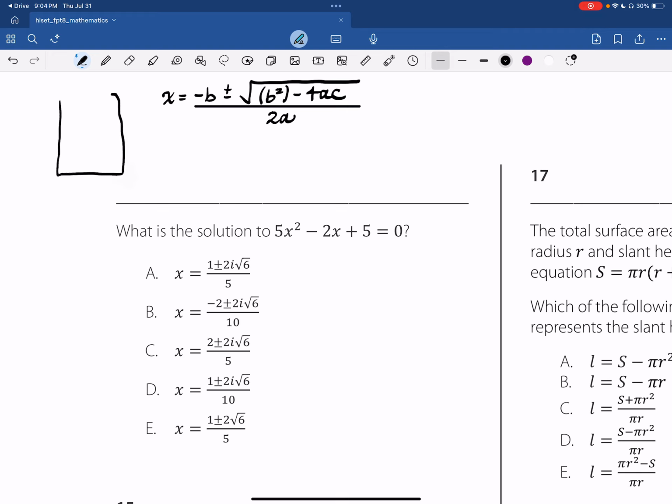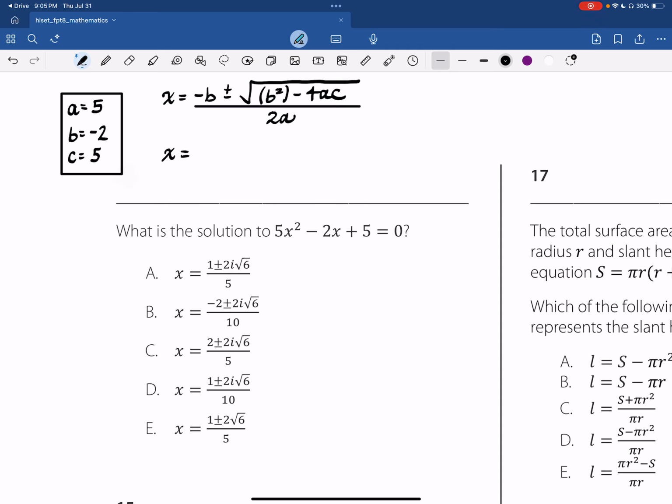So in this particular quadratic equation, we need to identify our values for A, B, and C. A is a 5, B is a -2, and C is a +5. And then we're ready to substitute in the formula.